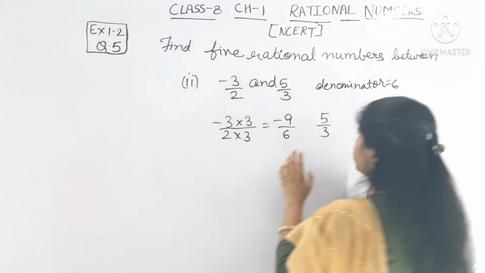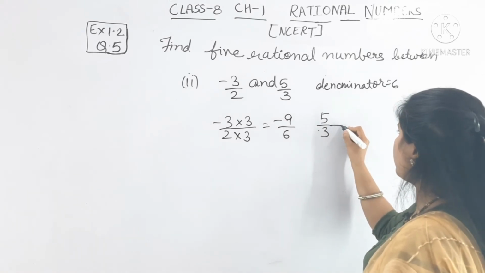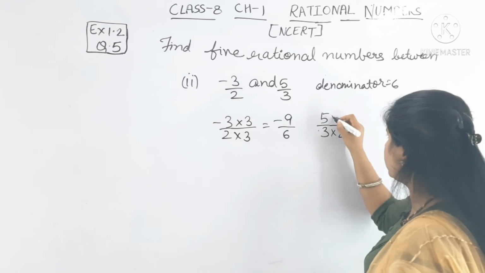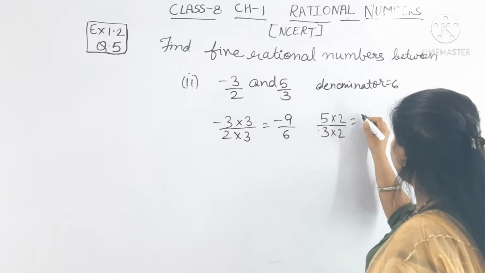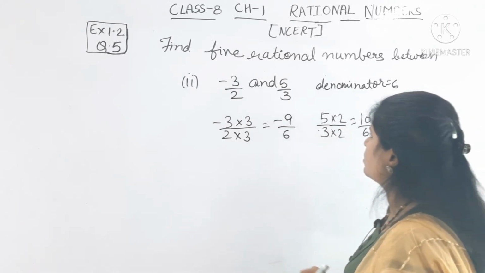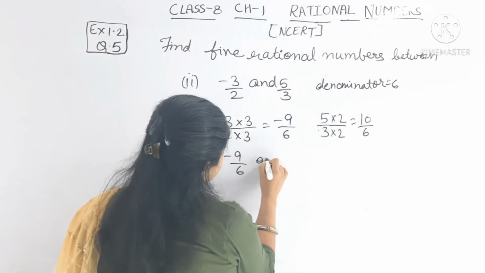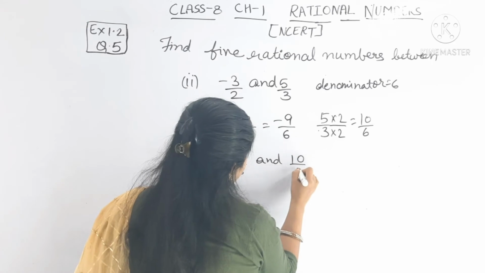Here 5 by 3 is given, so we have to make the denominator 6. So we have to multiply the numerator and denominator by 2. So 5 twos are 10, divided by 6. So we have to write 5 rational numbers between minus 9 by 6 and 10 by 6.